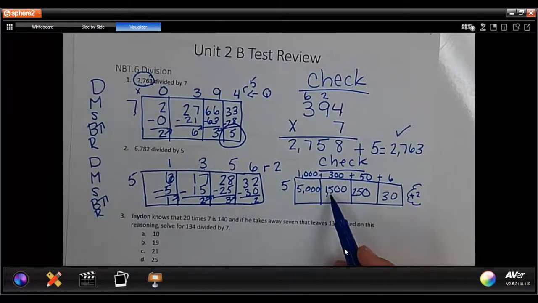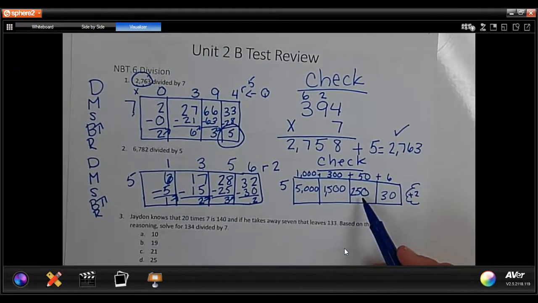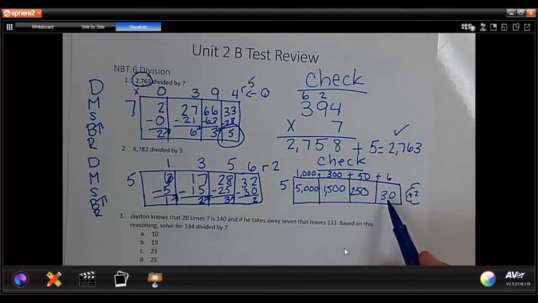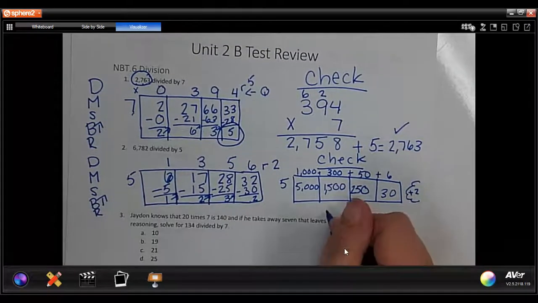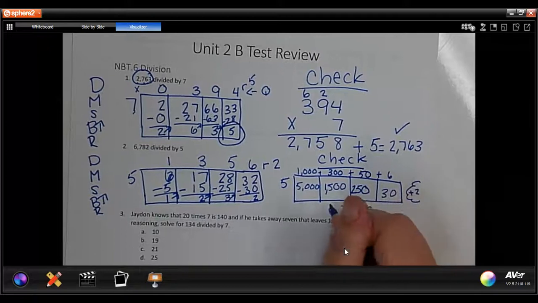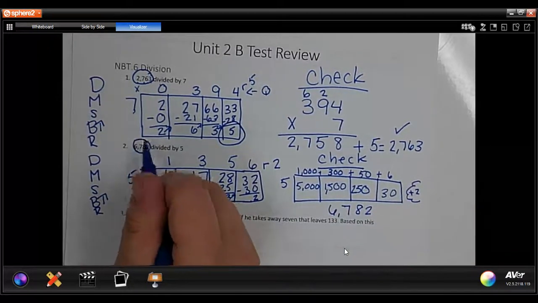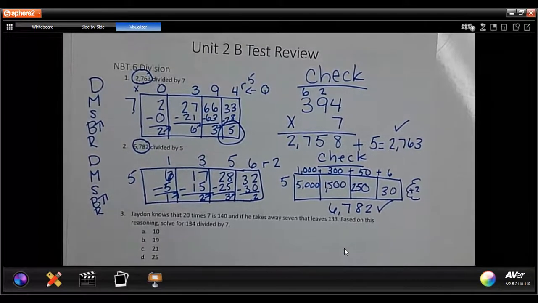5,000 plus 1,500 would give me 6,500, plus 250 more would give me 6,750, plus 30 would give me 6,780, and then plus 2 more is going to give me 6,782. And 6,782 is the same as my dividend. So I check that and I know my answer is correct.